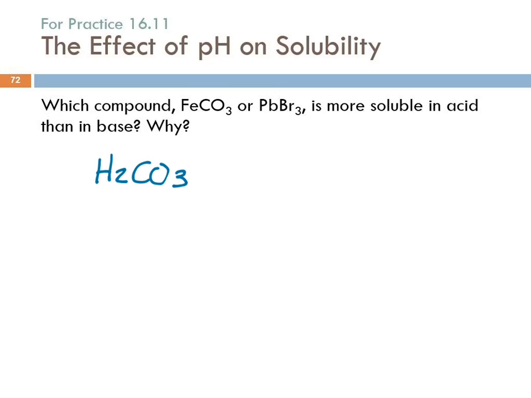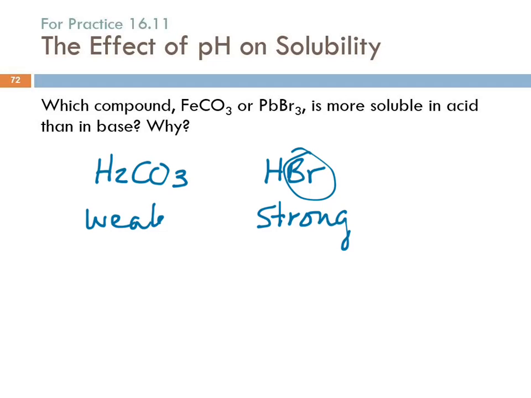And bromide. Bromide is the conjugate base of what acid? Hydrobromic acid. Is hydrobromic acid a strong acid or a weak acid? It's a strong acid. And so then bromide does not function as a weak base. It just really doesn't function as a base at all. But carbonic acid is a weak acid, and so the carbonate ion functions as a weak base. So it's this one.